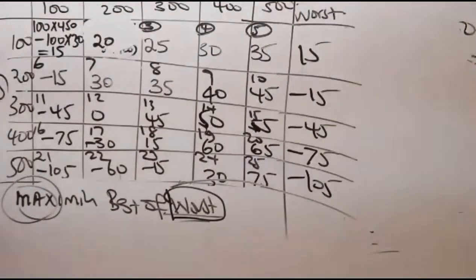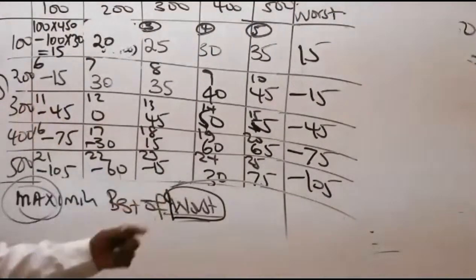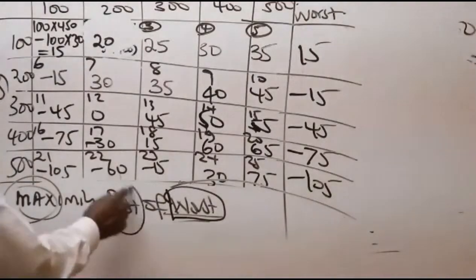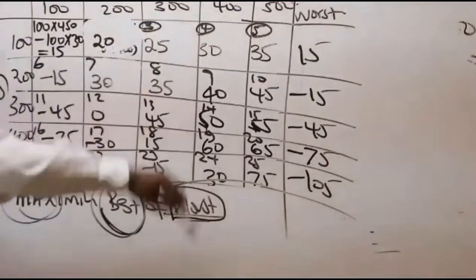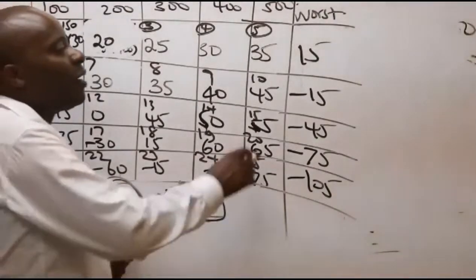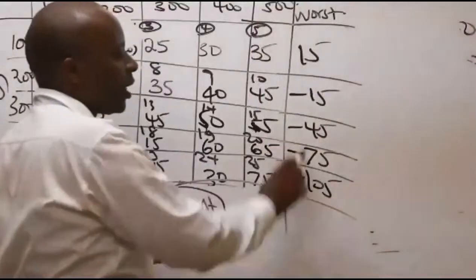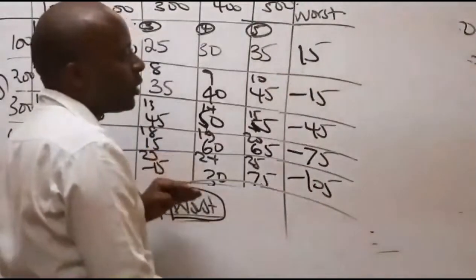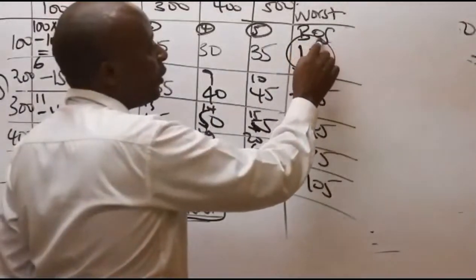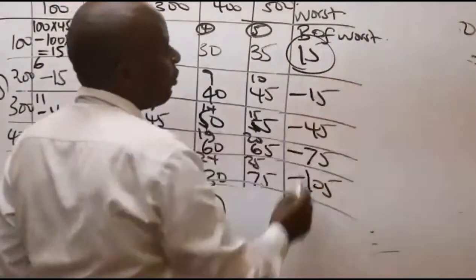Once I've been able to select the worst scenarios, I'll come and optimize by looking at the best amongst the worst. These are all the worst scenarios for each alternative. So this is the best of the worst.